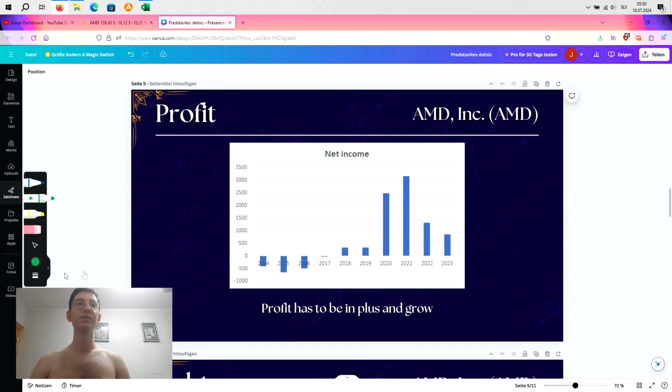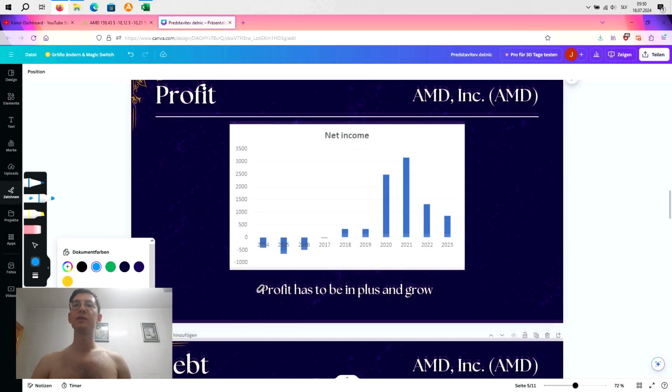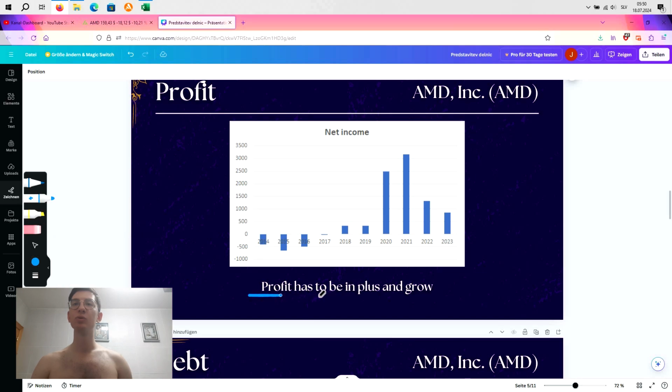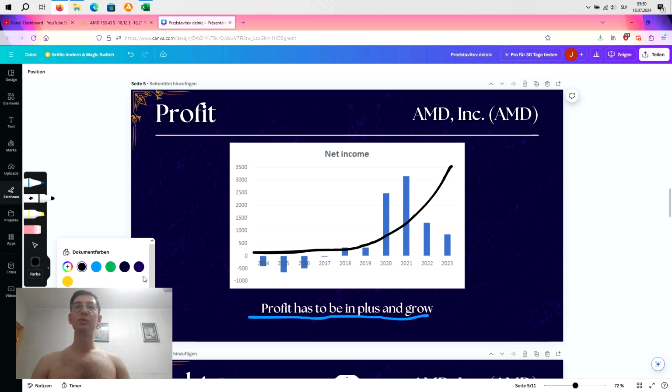Now we come to the profit, and for profit we also have an instruction that it has to be in plus and it has to grow as well. Now here is the very same story. I will draw a little exponentially growing line, kind of like that, and we are going to compare the profit with this line, and preferably here as well, profit should grow exponentially. It should follow that line, because that means that the company is profitable and ready to invest into.